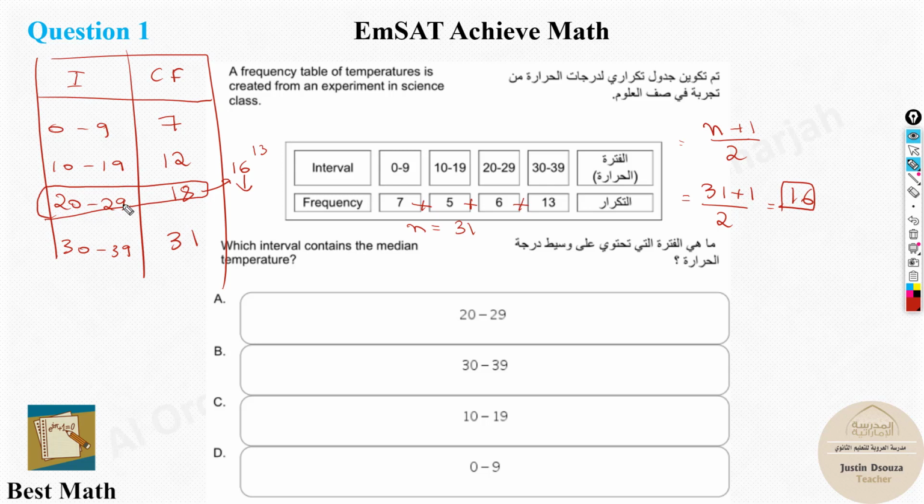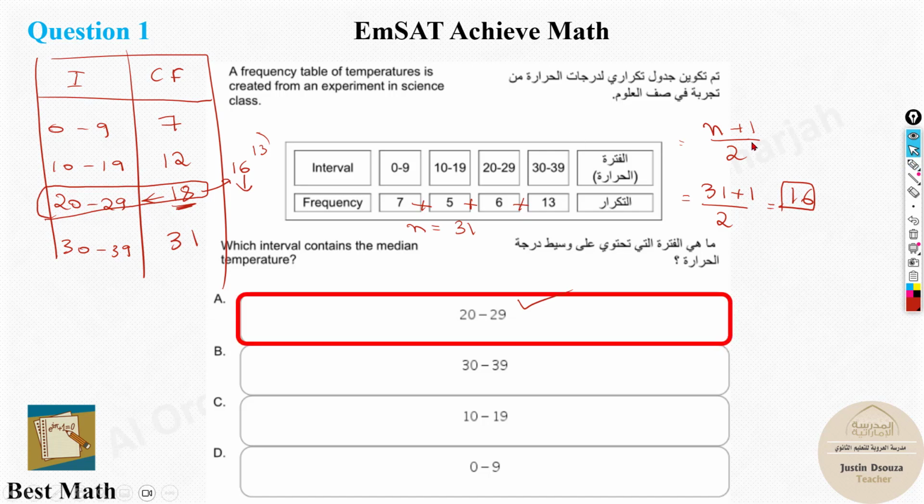So now here, this value, whatever you solved, the 16, would give you the approximation to where the median is in the interval. So where is 16? Here you should go to the next value, that is 18, right? What is the interval at this range? 20 to 29. So this is your answer. That is how we solve this problem. That's the answer. I hope this is clear.